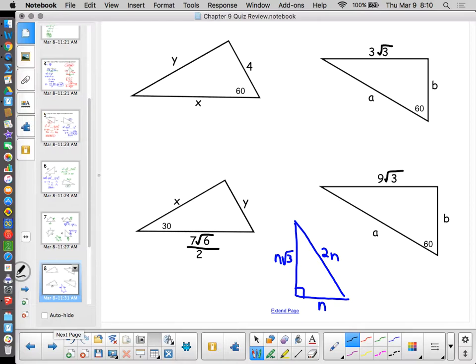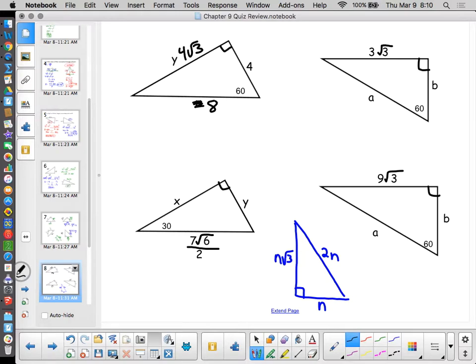So let's start with this first one. I know it's a 30, 60, 90. Should have right angles in here too. The short leg is 4, so how long does the hypotenuse have to be? 8. Just double it. And so y has to be the short side times the square root of 3. Okay?